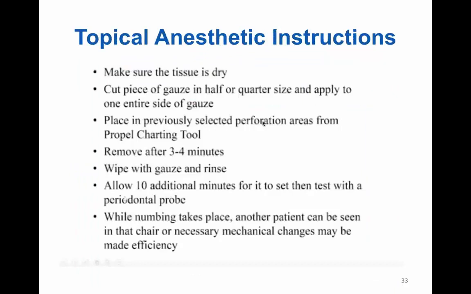Here are the topical anesthetic instructions. Make sure the tissue is very dry. Cut the gauze at the desired length. Then place it in the selected perforation areas. Let it sit there for about 3 to 4 minutes, and then wipe off the excess and rinse it off. And then what you want to do is allow 5 to 10 more minutes for that topical to penetrate, and then when you come in the room, that patient's not going to feel anything in their soft tissue.